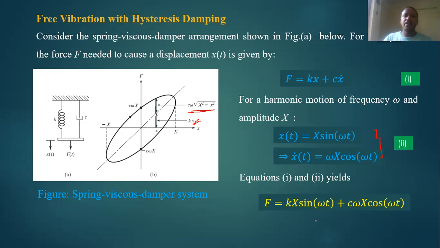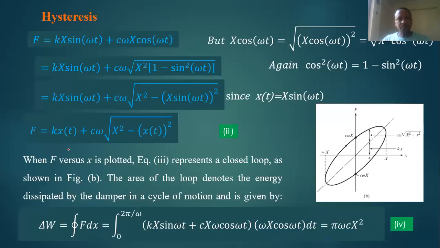So F is equal to kx sine omega t plus Cω X cos omega t. X cos omega t is the whole square and radical. Now this means X square cos square omega t, because I'm going to make some rearrangement on this equation. For that, let's do this.